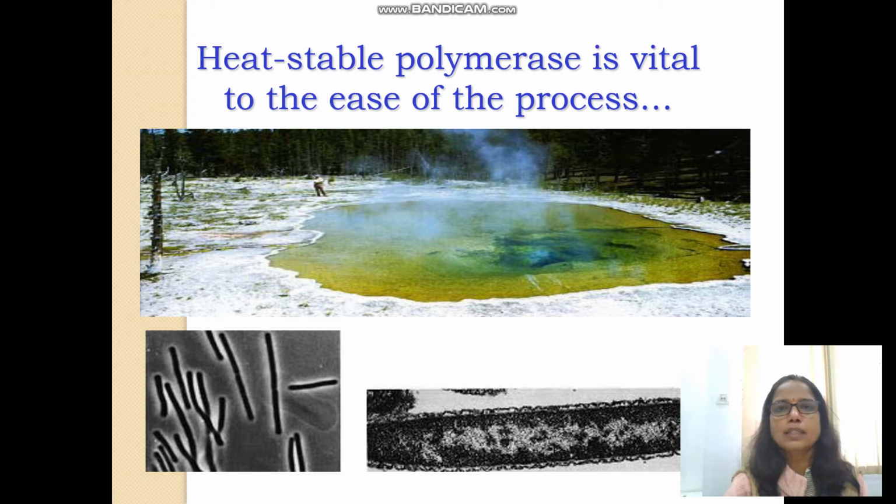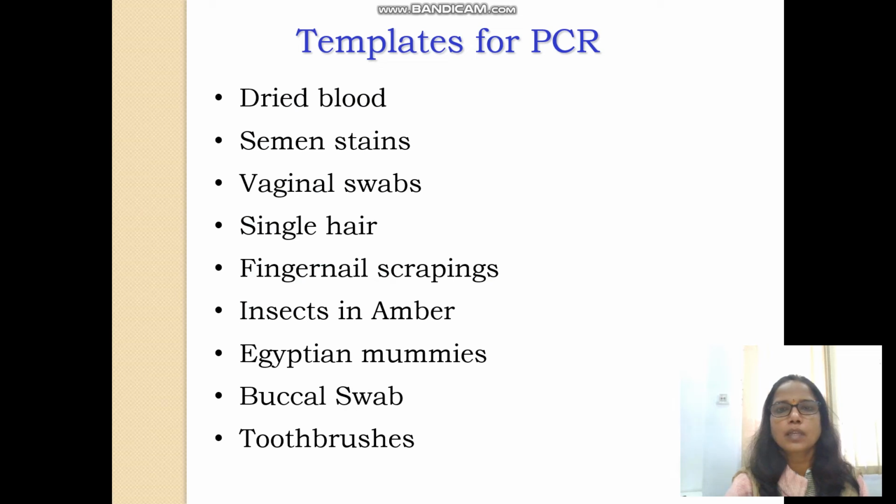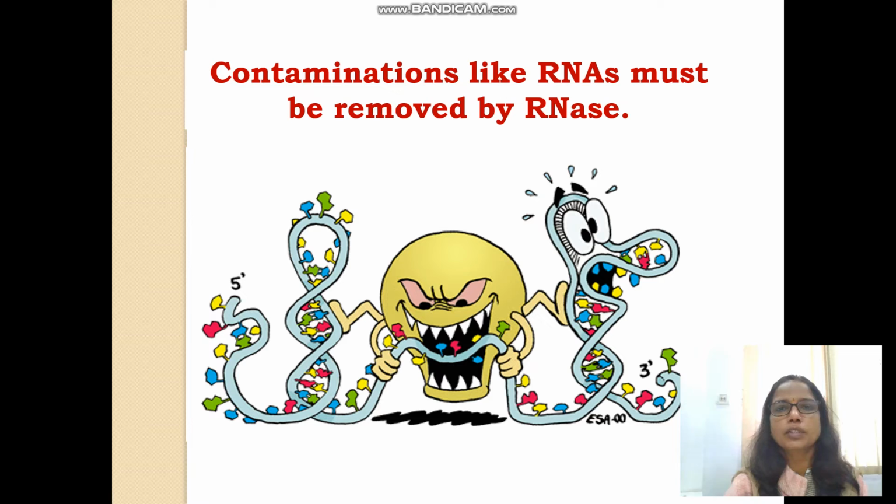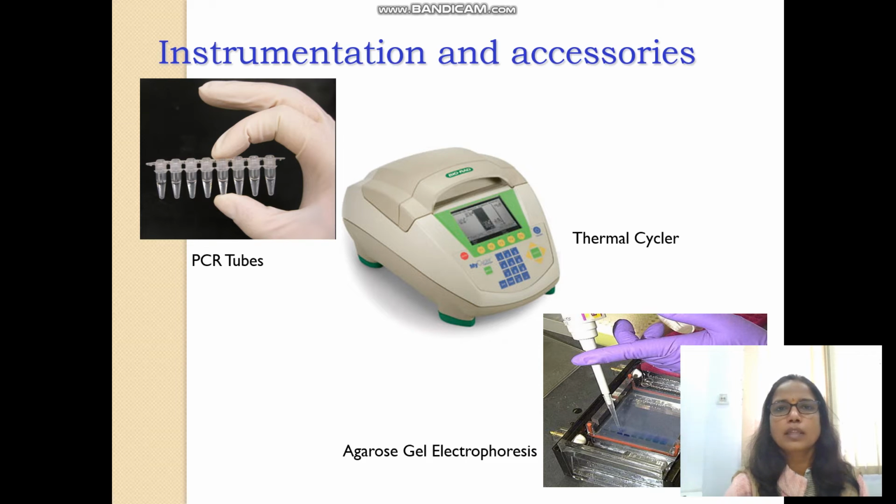The Taq DNA polymerase is obtained from a gram-negative rod-shaped bacterium found in hot springs. The template used for PCR is generally DNA, and DNA can be obtained from dried blood, semen stain, vaginal swabs, single hair, fingernail scraping, insects in amber, Egyptian mummies, buccal swab and toothbrushes. The major contamination while isolating the DNA is RNA, and that can be removed by using RNase as an enzyme.